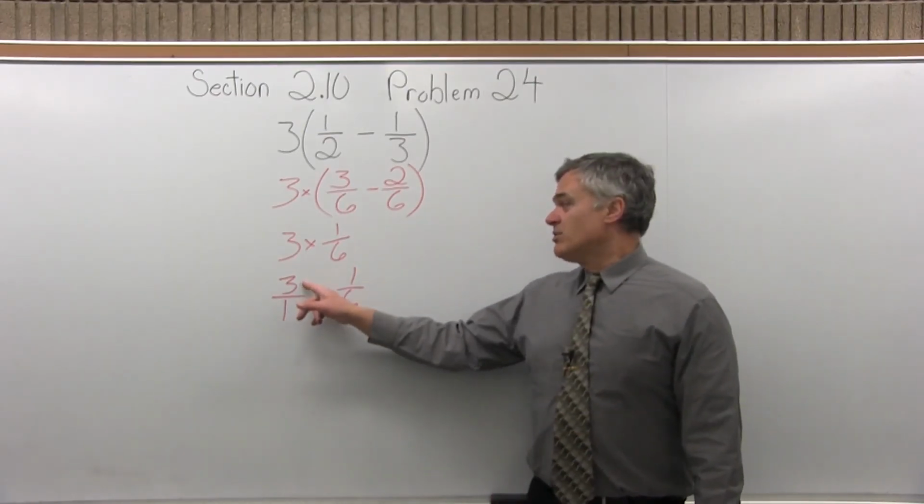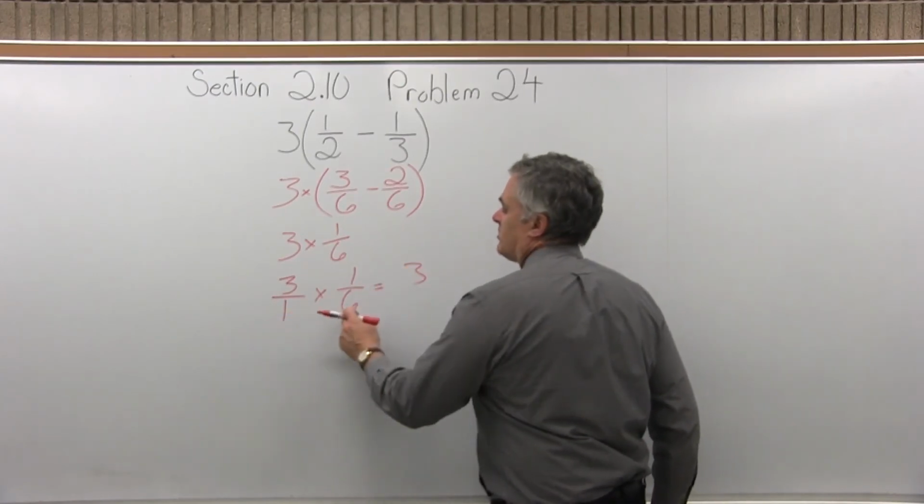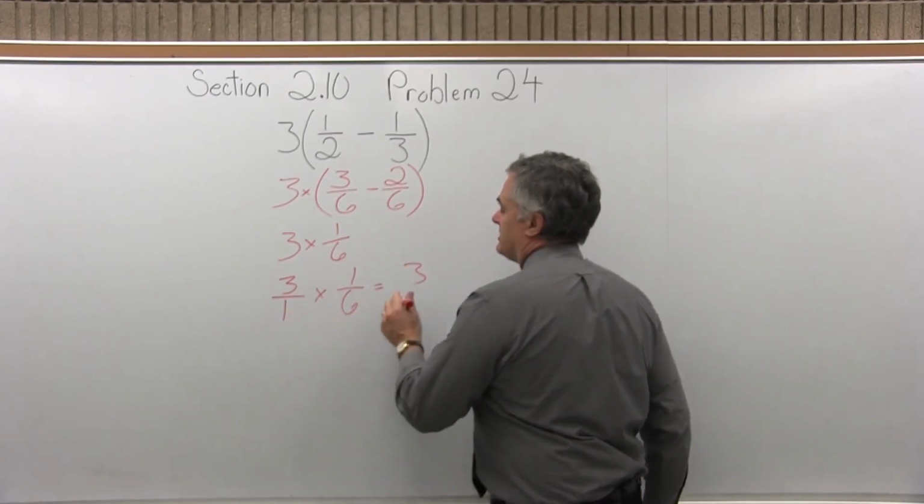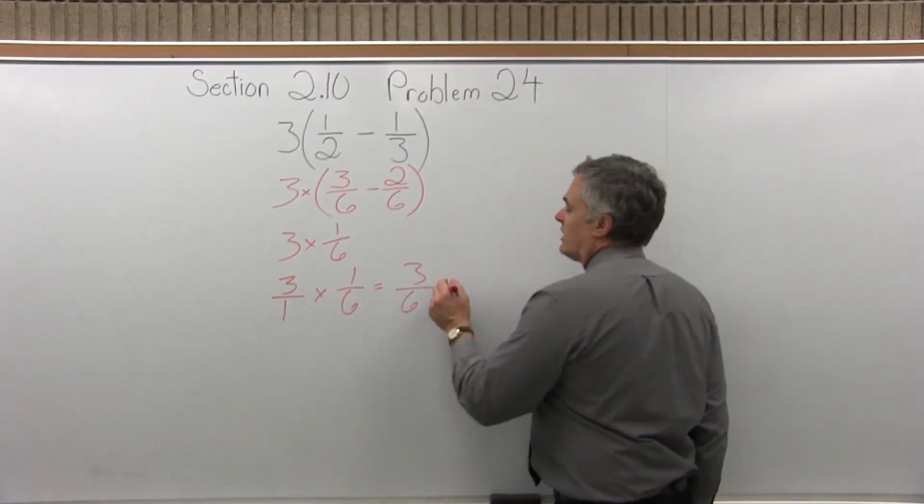So now I can multiply top times top. 3 times 1 is 3. And bottom times bottom, or denominator times denominator. 1 times 6 is 6. So that gives me 3/6, which reduces to 1/2.